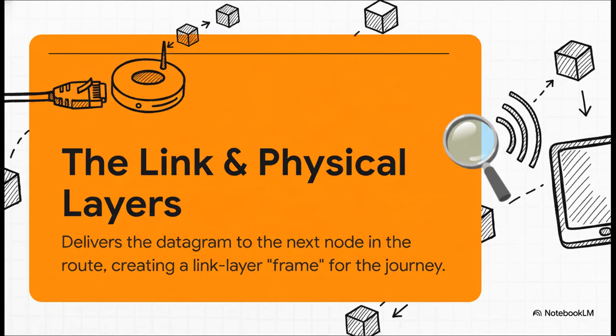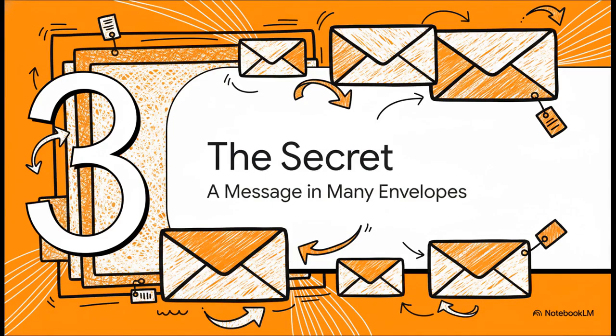And finally, we get down to the bottom layers. The link and physical layers handle the real nitty-gritty of that final step, actually moving the data across a single physical link. So this could be over an Ethernet cable to your router, or maybe over a Wi-Fi signal. They take that datagram and they package it one last time into what's called a frame for this one specific hop. So did you catch the pattern there? At each step, each layer took the information from the layer above it and just wrapped it in a new package, adding its own special delivery instructions.